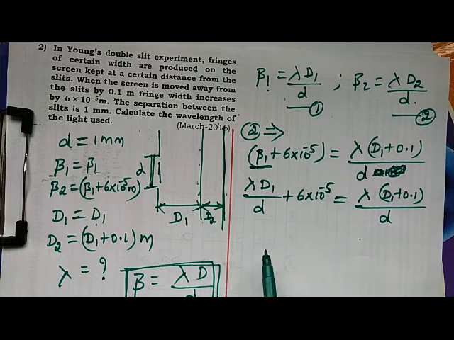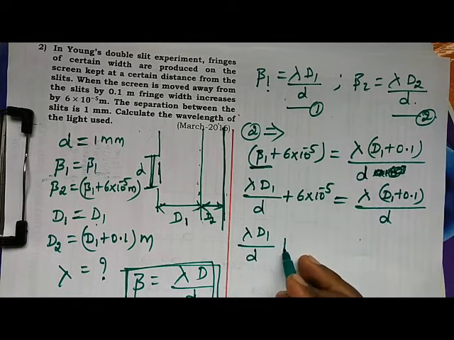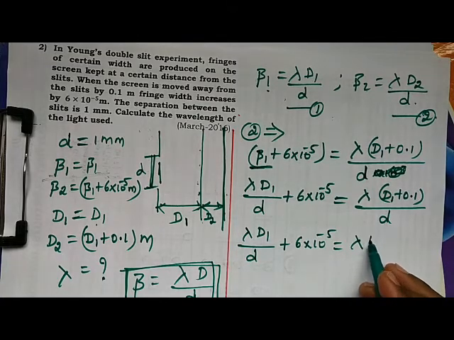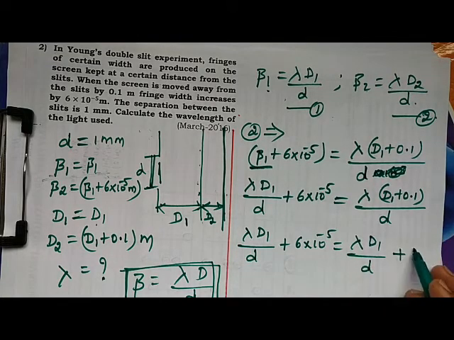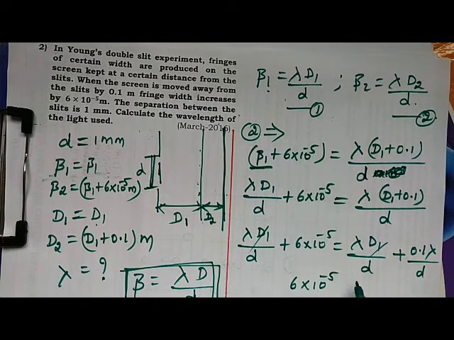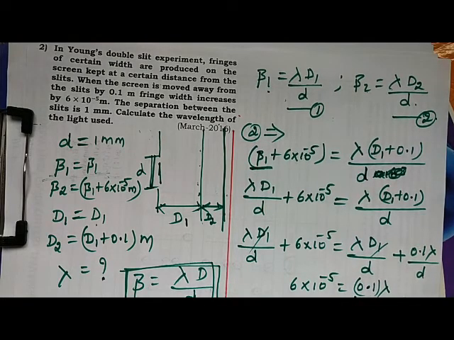Now if you split up this equation: lambda d1 divided by d plus 6 into 10 to the power of minus 5. Go for the modification on the right hand side, that is lambda d1 divided by d plus 0.1 lambda divided by the distance between the two slits, that is small letter d. Look at it now: lambda d1 by d on the left hand side, if we bring it over it becomes minus lambda d1 by d. So these two get cancelled. Remaining, we have 6 into 10 to the power of minus 5 equals 0.1 lambda divided by d.